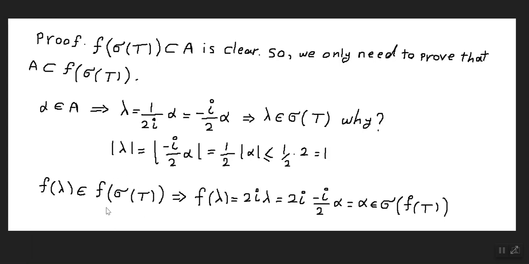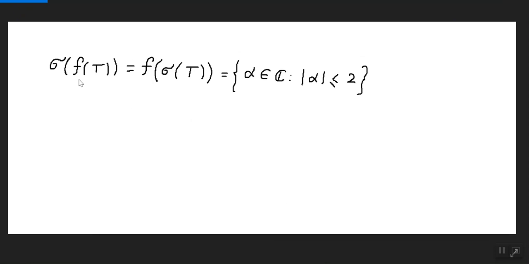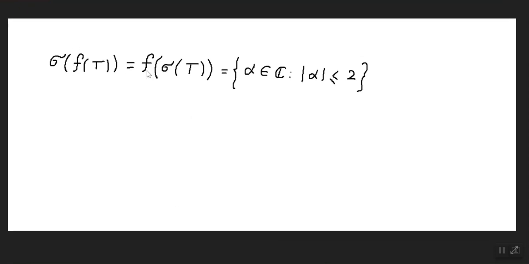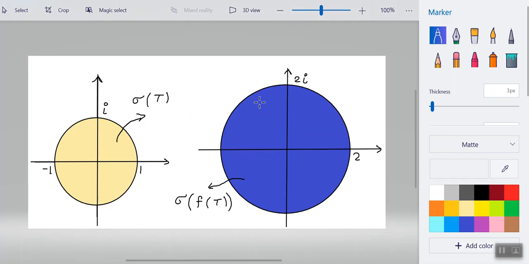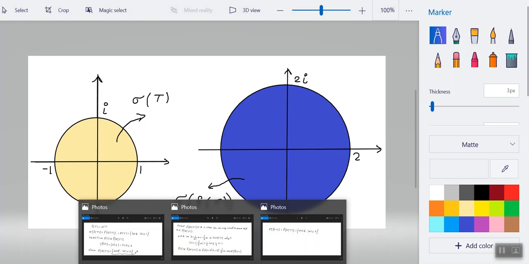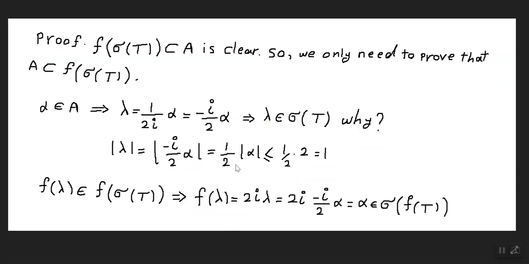Of course, these two are equal by the spectral mapping theorem. So this is true. This shows that these two are equal. So it means the spectrum of f of t, by the spectral mapping theorem, equals f of sigma t, which equals this. This is the spectrum of f of t. So do not forget, when we say alpha belongs to sigma f of t, actually sigma f of t equals f of sigma t.